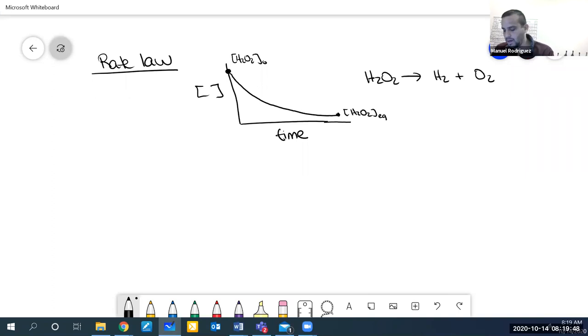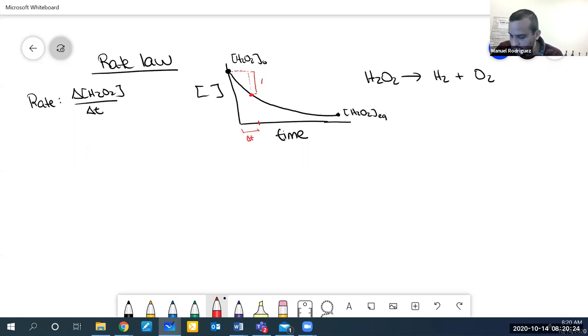Okay. So if you are talking about the rate, the rate is a change in concentration of peroxide, in this case, divided by a change in time. Good? So if I'm trying to calculate rate, I will basically have to do a change in concentration divided by a change in time. Here, at the beginning of the reaction, I will take this change in time and this change in concentration, and I can find the rate. Good? I can do that again from here to here, and again from here to here, and again from here to here.